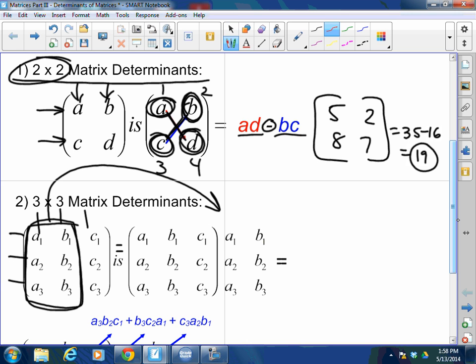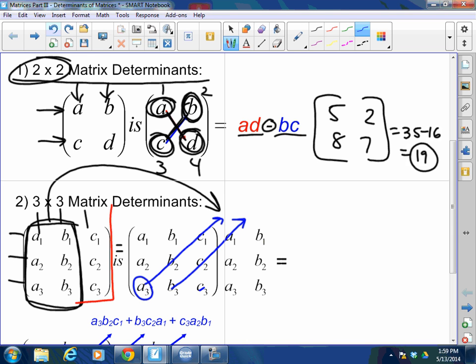Remember, this is the 3 by 3. This is how you solve it. You write the 3 by 3 matrix, and then you write the first two columns right next to it. Okay, now, pay attention because this is easy, but it could be very confusing. See this corner guy here? You're going to multiply all of these. Then you're going to multiply these three.